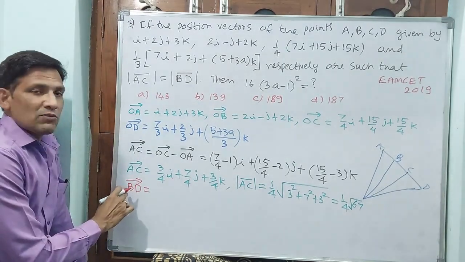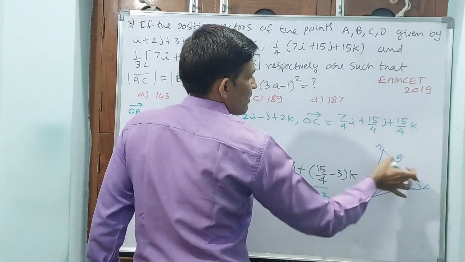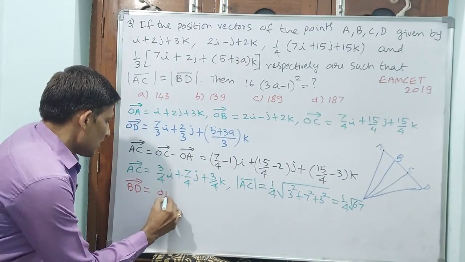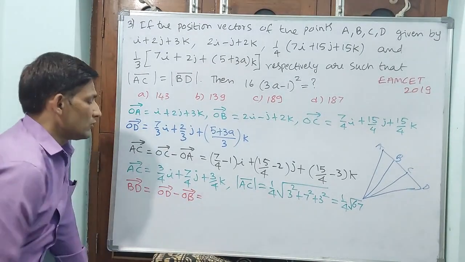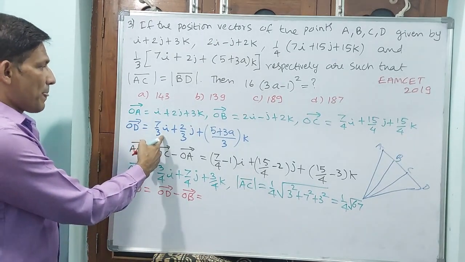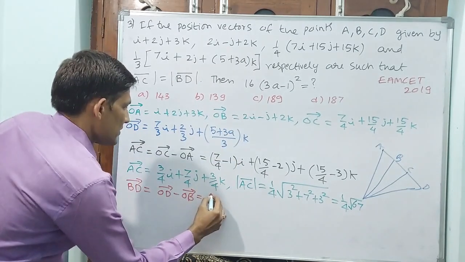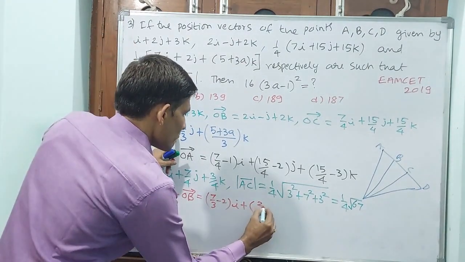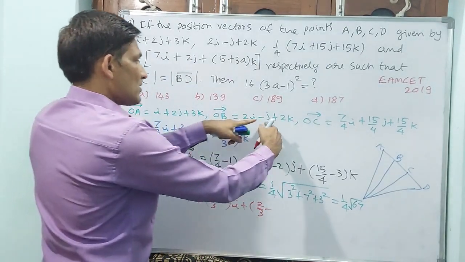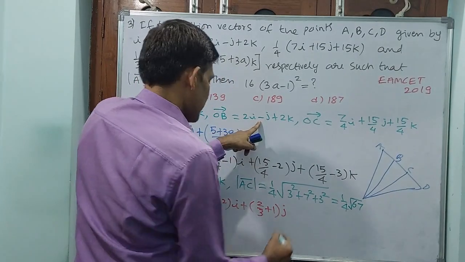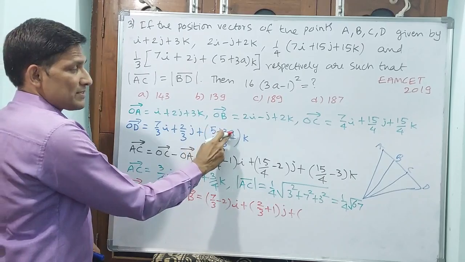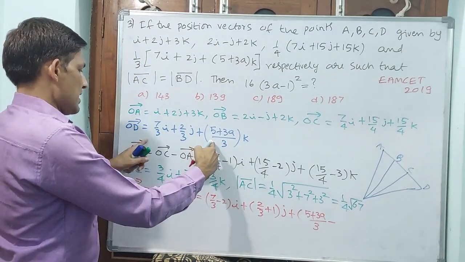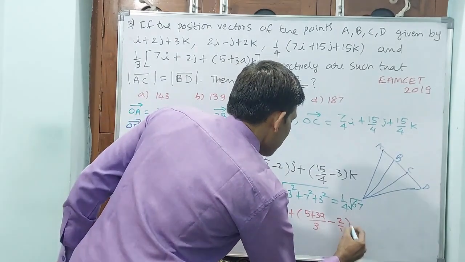BD, simple logic: OD minus OB, that's all. You are finding BD, and OB plus BD is equal to OD, so BD is equal to OD minus OB. OD is 7 by 3 minus 2i plus 2 by 3 plus 1 j plus 5 plus 3a by 3 k, minus OB.